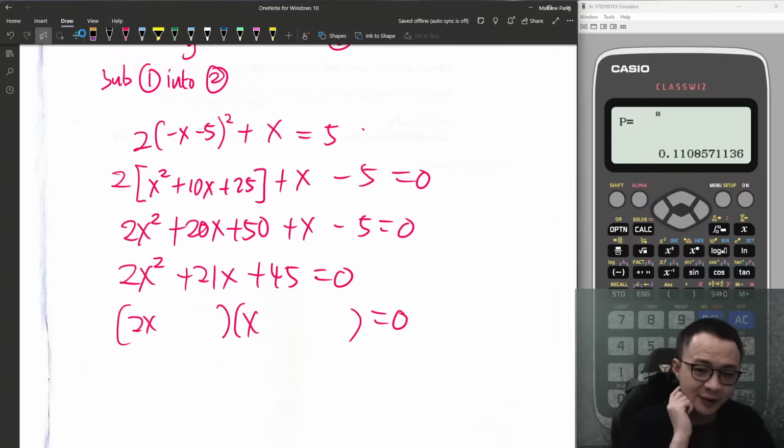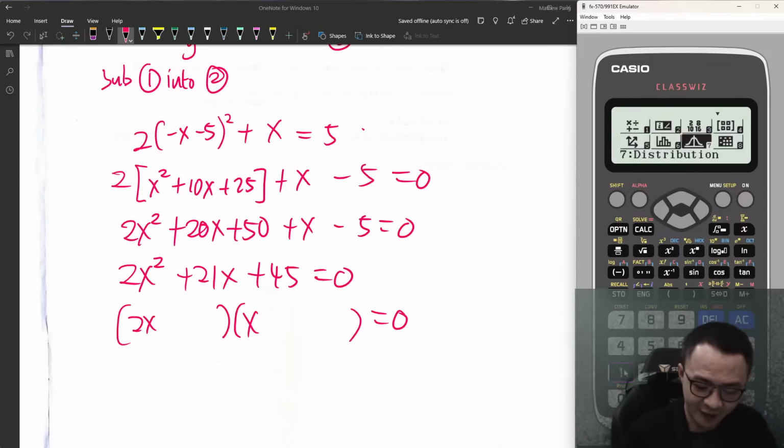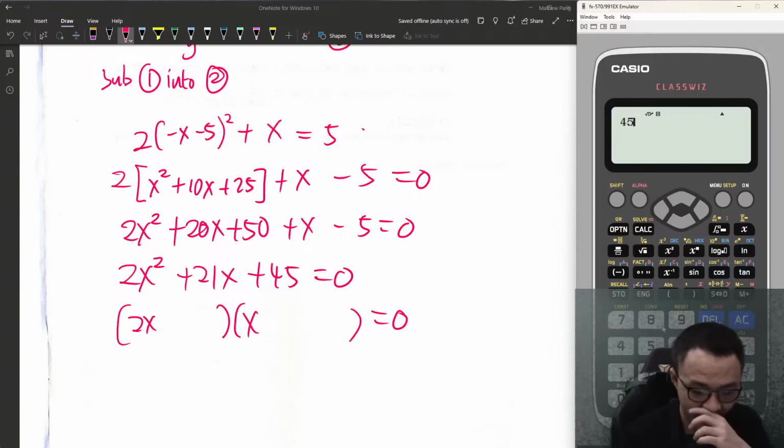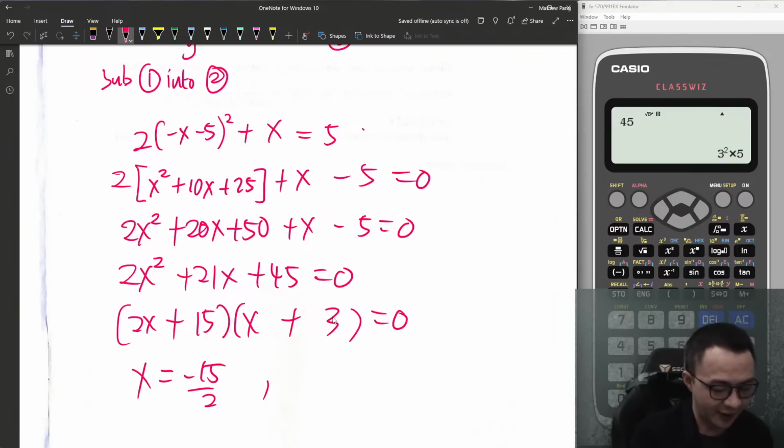Okay, so this one I will try 9 and 5 maybe. But can I get 25? 9 is 18. No. Then 45 divided by 13. Can I divide by 13? No. 45, what are the factors? Yeah, it can be 3 and 15. 3 and 15 can do 21. Okay, so it's plus for both. Then x is negative 15 over 2, and x is negative 3.